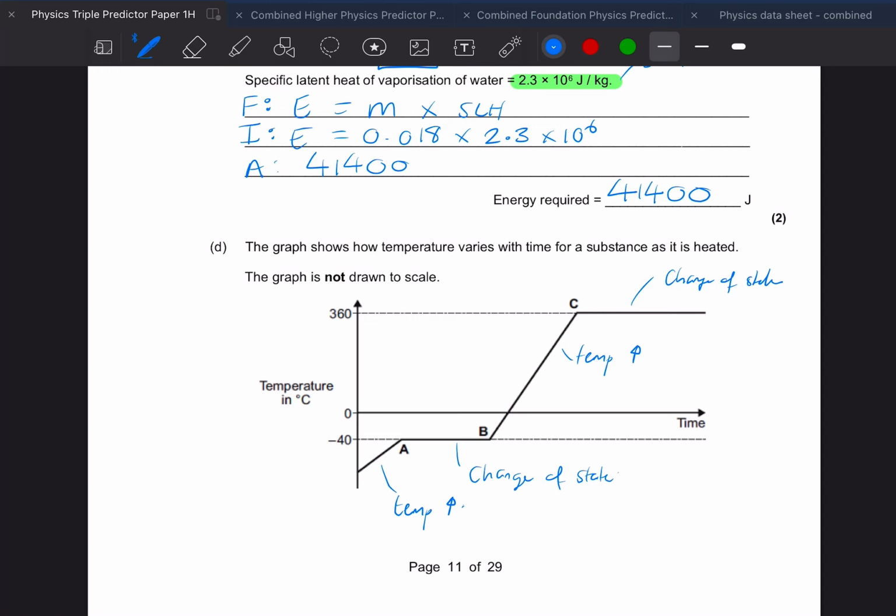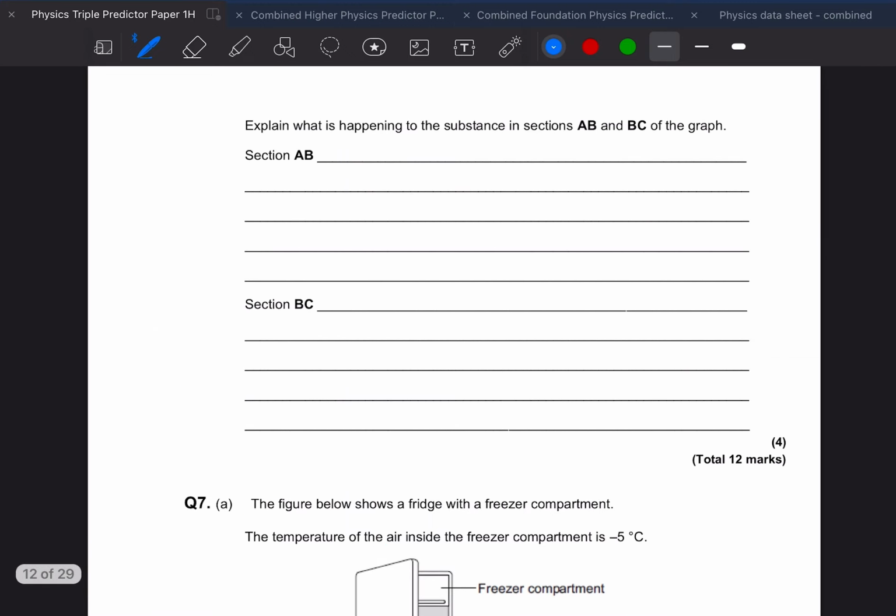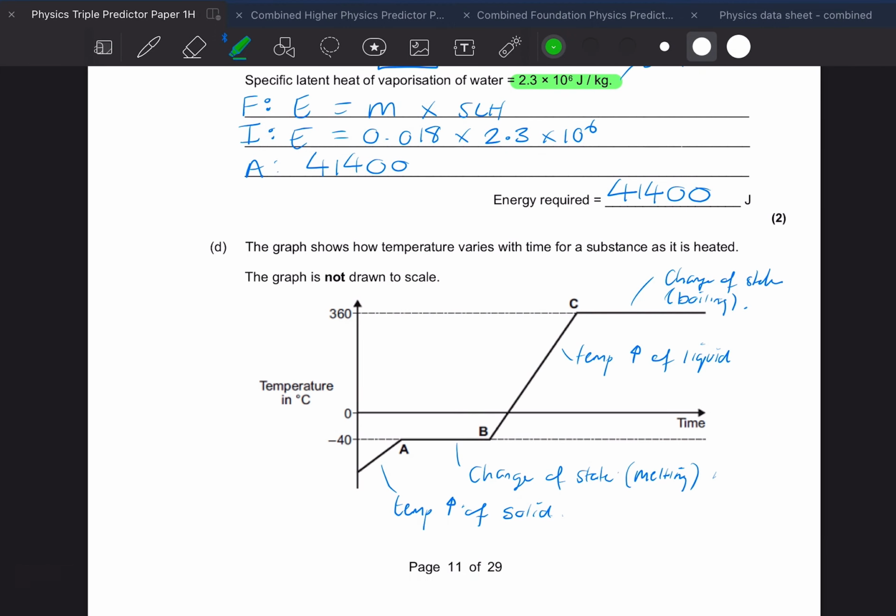There's only three states that matter. So this is going to be a temperature increase of a solid. This change of state there is our solid turning into a liquid, so that is melting. This is a temperature increase of the liquid. And this is the change of state of the liquid going to a gas, so this is boiling. All right, that should help, hopefully. Explain, key word, so we're going to say why. What is happening to the substance in sections A to B and B to C? So we're going to start with A to B. So A to B is here.